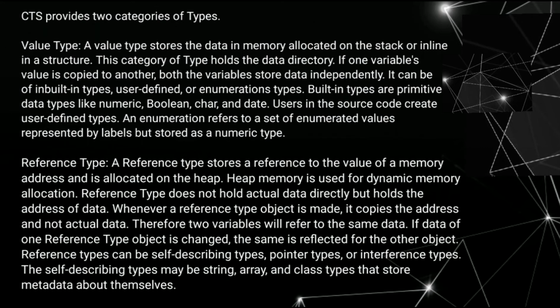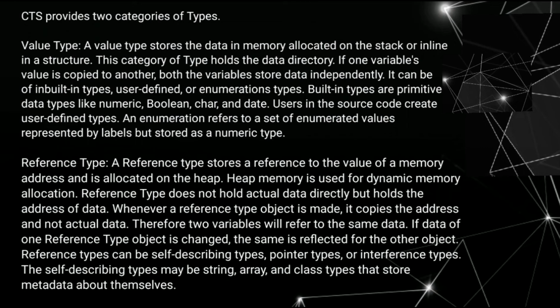Reference type does not hold actual data directly, but holds the address of the data. Whenever a reference type object is made, it copies the address and not actual data. Therefore, two variables will refer to the same data. If the data of one reference type object is changed, the same is reflected for the other object. Reference type can be self-describing type, pointer types, or interface type.